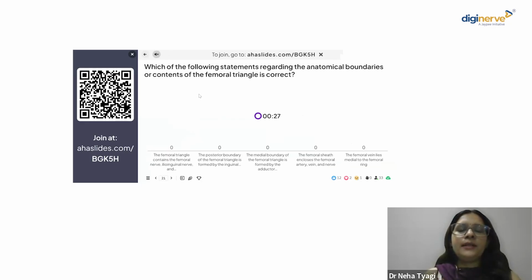Which of the following statements regarding the anatomical boundaries or contents of the femoral triangle is correct? Kindly mark your answers.